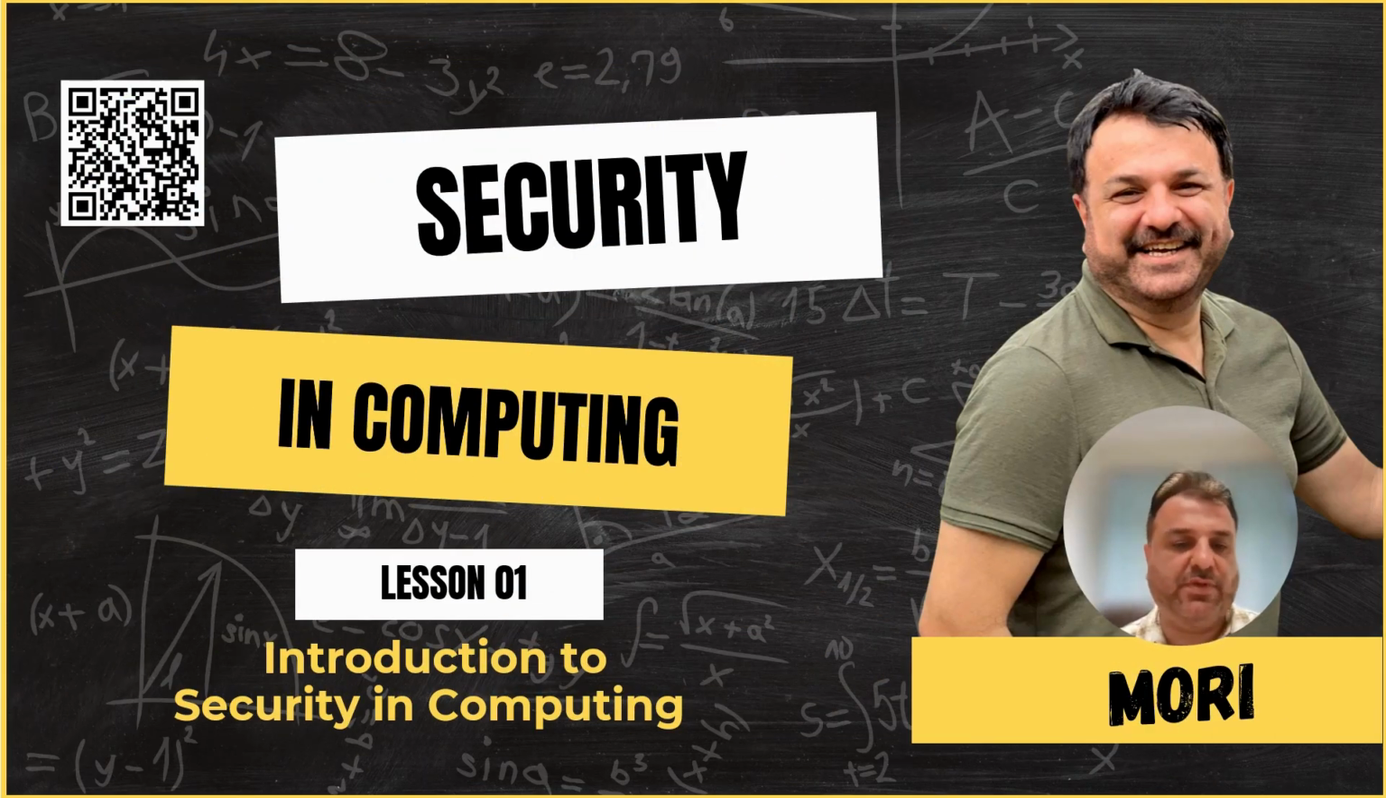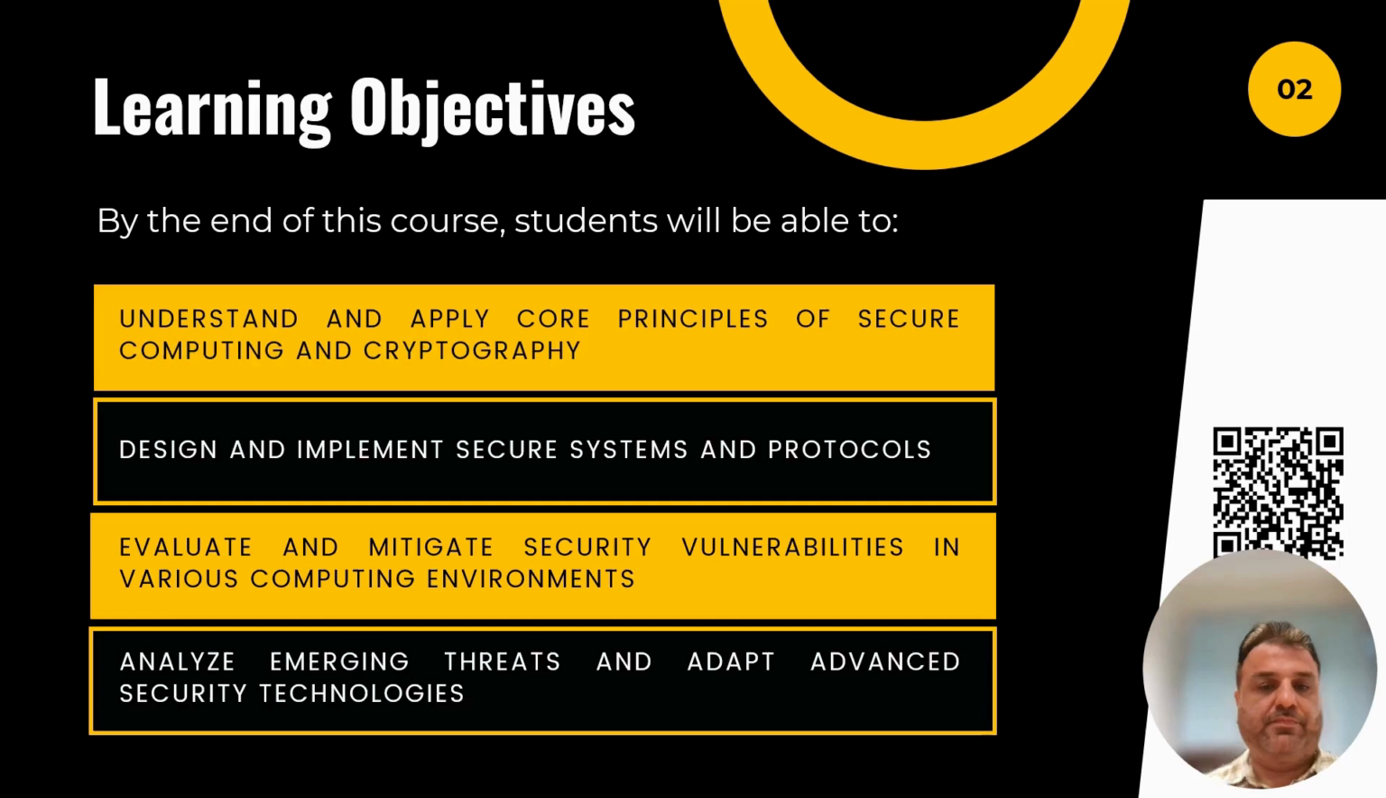Today we want to talk about security in computing, and lesson 1 is the introduction to security in computing. So let's go ahead. Our learning objective here is to understand and apply the core principles of secure computing and cryptography, design and implement secure systems and protocols, and be able to evaluate and mitigate security vulnerabilities in various computing environments. At the end, we have to analyze emerging threats and adapt advanced security technologies. This is our objective in this course.